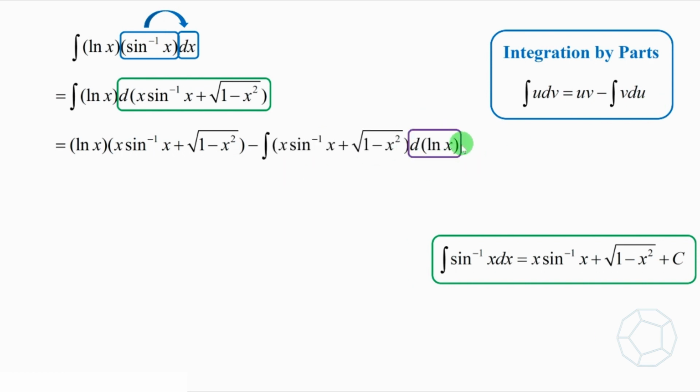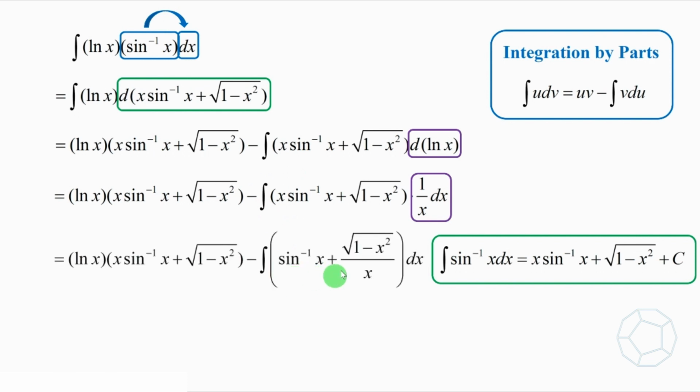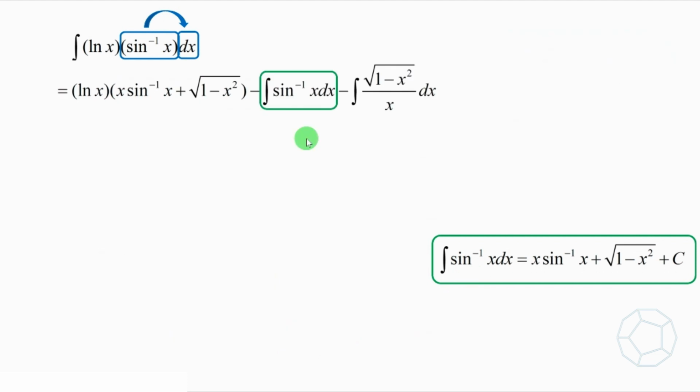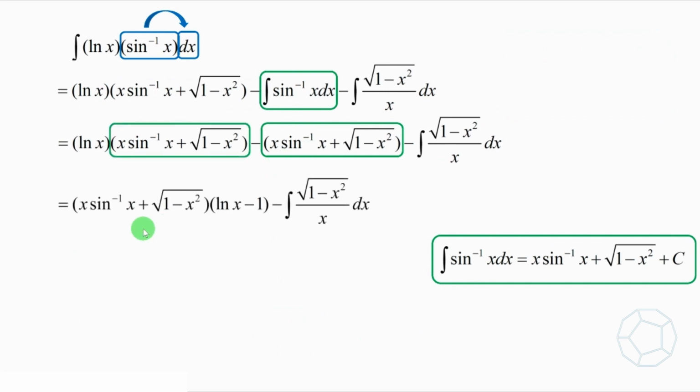Now we differentiate log x right here. It is equal to 1 over x dx. We multiply this into the bracket. Then this x term is cancelled out. So the integrand is arc sine x plus the square root of 1 minus x squared, over x. Let's separate it into two integrals like this. You see, for the first integral, we make use of the result again. It is equal to this bracket term. At the same time, it is also a common factor. So we can take it out, leaving log x minus 1 at the back.